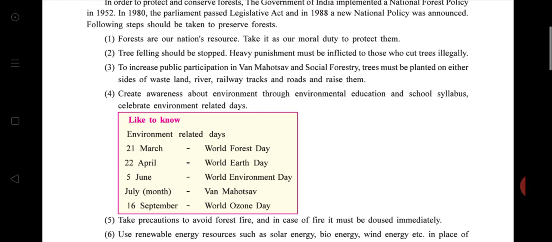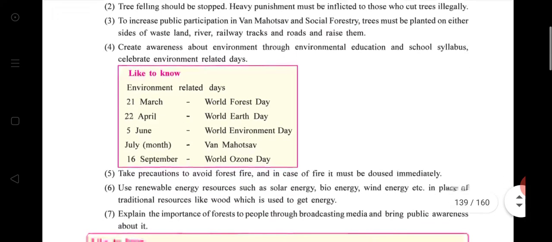Then the fourth one, create awareness about the environment through environmental education and the school syllabus. Celebrate environment related days. See, like to know the table, it is important for your examination, in join the pair questions in examination to join the pair A and B. So you join the days with the date.